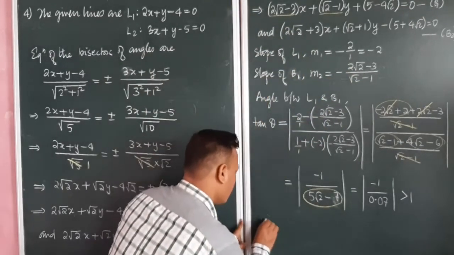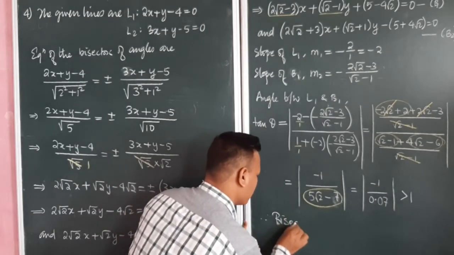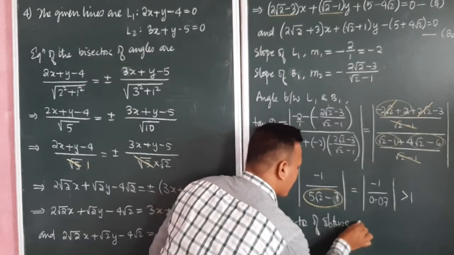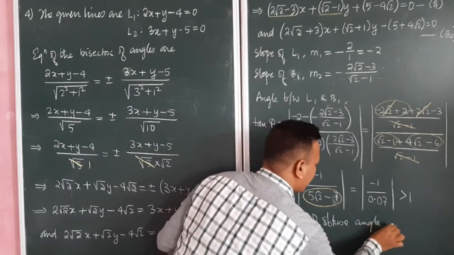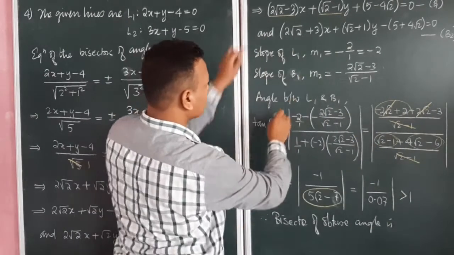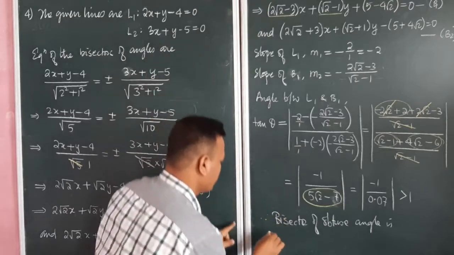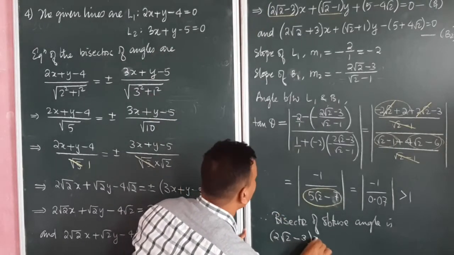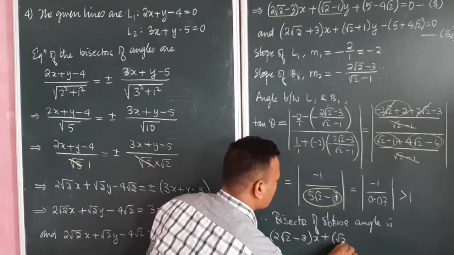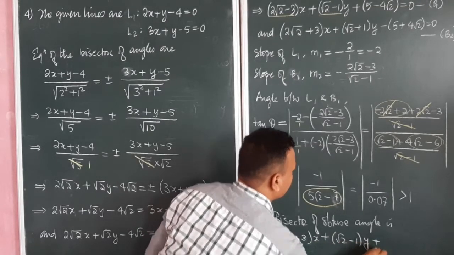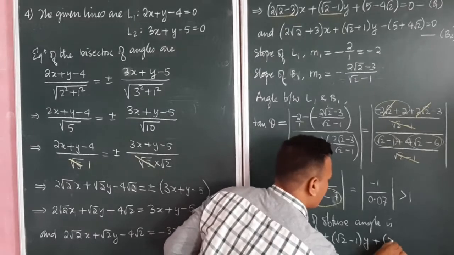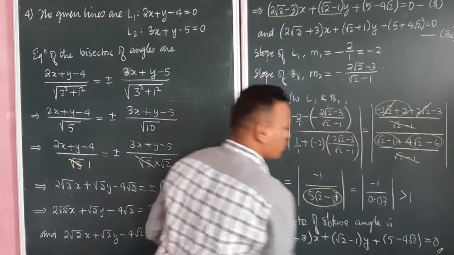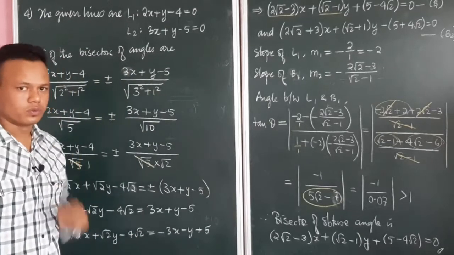So therefore the bisector of the obtuse angle is, you can write down the equation, which is 2 root 2 minus 3 x plus root 2 minus 1 y plus 5 minus 4 root 2 equals to 0. So pause the video to note down.